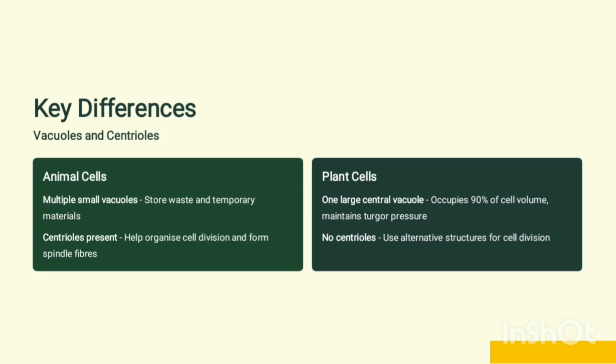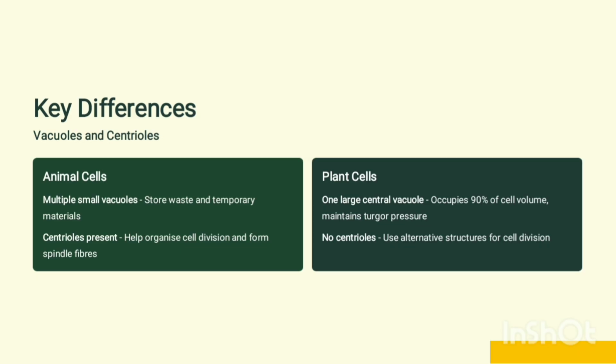Vacuoles and centrioles. Differences between animal and plant cells regarding vacuoles and centrioles. Animal cells, vacuoles multiple and small, used for storing waste and temporary materials. Centrioles, present, assist in cell division and the formation of spindle fibers. Plant cells, vacuoles, one large central vacuole, occupies 90% of cell volume and maintains turgor pressure. Centrioles, absent, alternative structures are used for cell division.